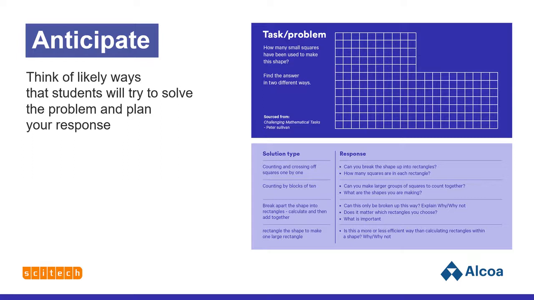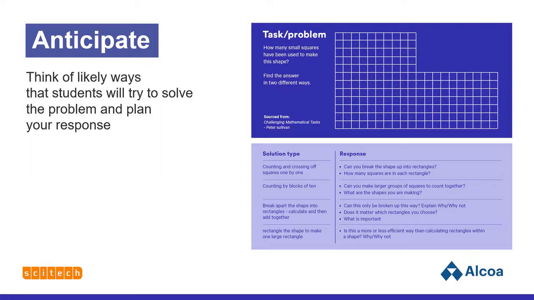So let's have a look at how she's thought her students might approach the problem and what she would do with them when they do. Counting and crossing off squares one by one. Absolutely, some of our students might simply count every single square in the image. Her response, can you break the shape into rectangles, or how many squares are in each rectangle, is moving them away from counting into looking at a more efficient way by using rectangles. So she's prompting the efficiency in that response.